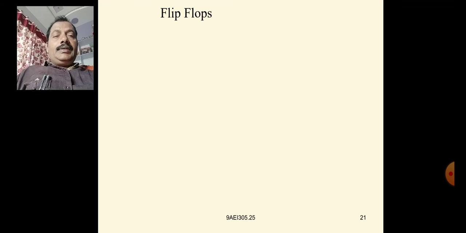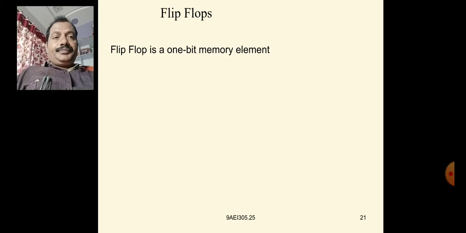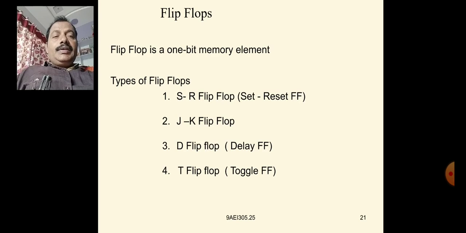So let us take the flip-flops. A flip-flop is a 1-bit memory element. We are going to study different kinds of flip-flops. They are the SR flip-flop: S means set, R means reset, hence SR flip-flop. And the JK flip-flop: J means set, K means reset. And the D flip-flop, that is the delay flip-flop. And the T flip-flop, the toggle flip-flop.